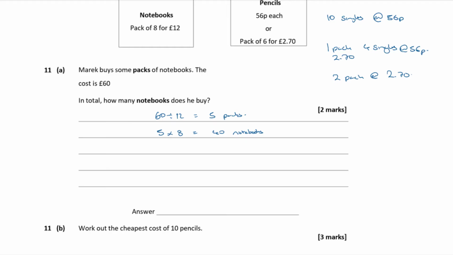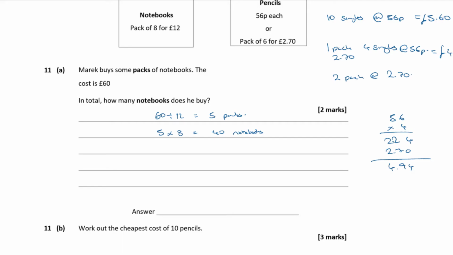So first off, 10 singles at 56p. That's going to be 560p or £5.60, isn't it? Just times 10 by 56. Then 4 lots of 56p and £2.70. What's that then? 56 times 4, 6 fours are 24, 5 fours are 20 plus 2 is 22. So that comes to £2.24 plus £2.70 for the other one. That is a total of £4.94. It's a little bit cheaper.